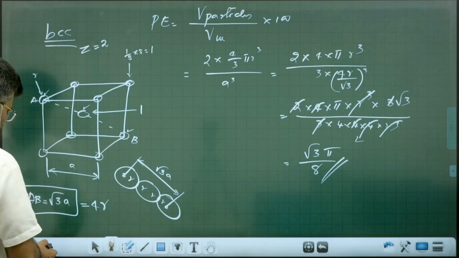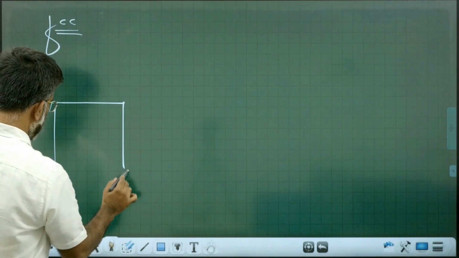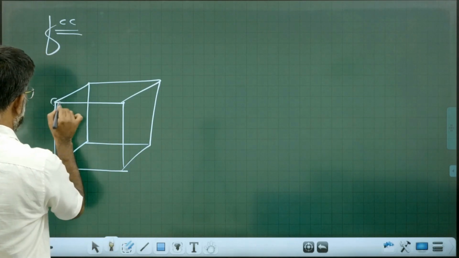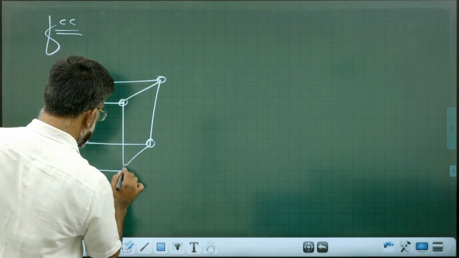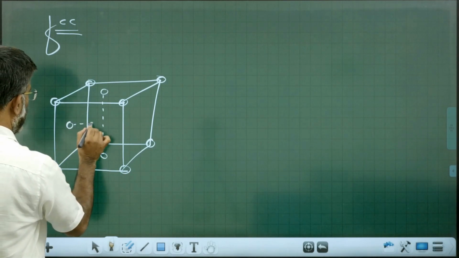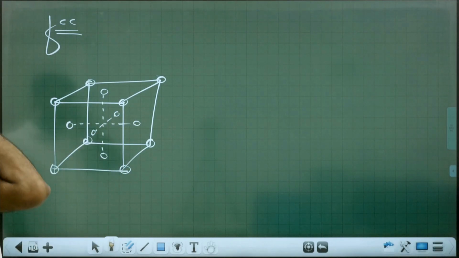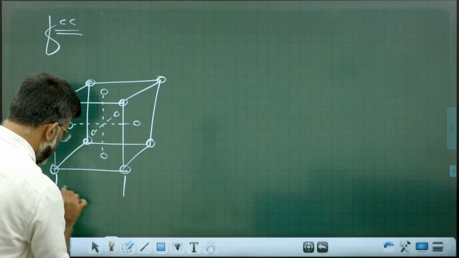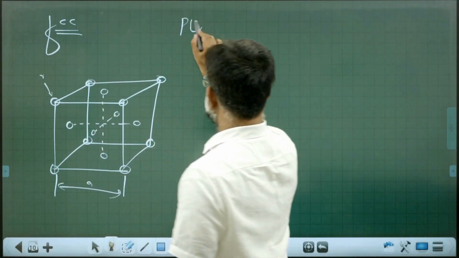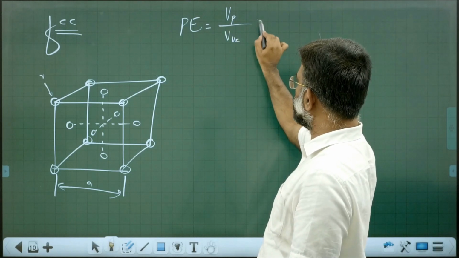Now it is FCC system. How comes FCC? FCC is particles at the corners, and particles in the center of the faces. Top face, bottom face, left face, right face, front face, back face. This is what the arrangement of particle. Imagine the edge length given, it's A, and the particle radius given R. Once again, packing efficiency equal to volume of particles divided by volume of unit cell into 100.